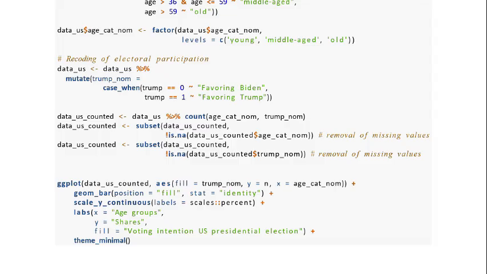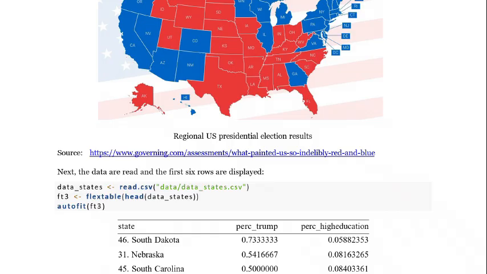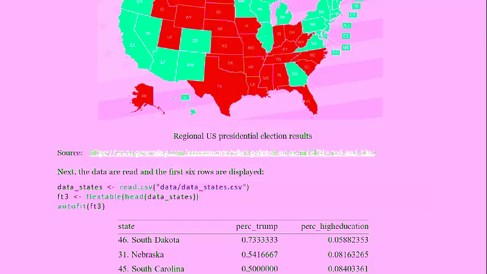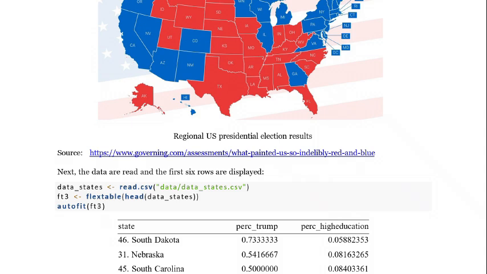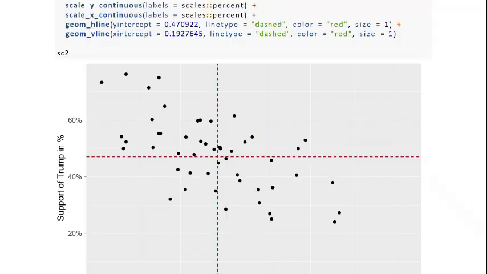Bivariate analysis. Part 2. Bivariate Statistics, the 2020 U.S. presidential election. Now we get into the juicy part, relationships. With bivariate statistics, we analyze how two variables are related to each other. Our case study here is the 2020 U.S. presidential election. We want to know what factors are associated with someone supporting Trump versus Biden.